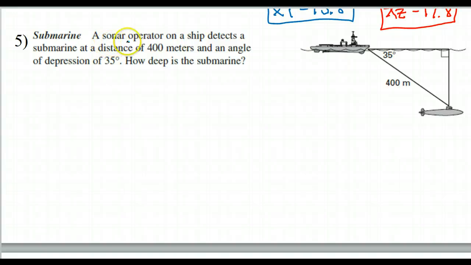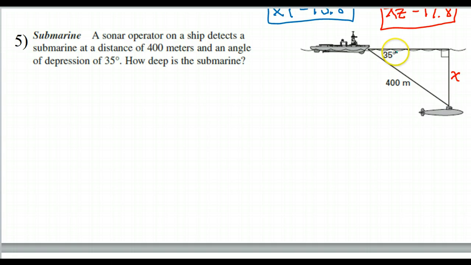Alright, number 5. A sonar operator on a ship detects a submarine at a distance of 400 meters at an angle of depression of 35 degrees. How deep is the submarine? Well, which line in this triangle would be the depth of the submarine? Well, that would be this right here. Okay, this vertical line is the depth of the submarine. So we're trying to find basically this x right here.